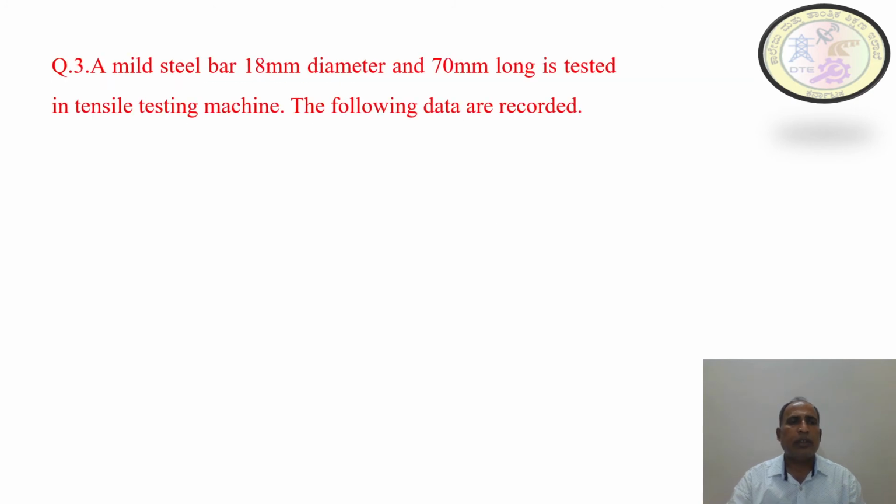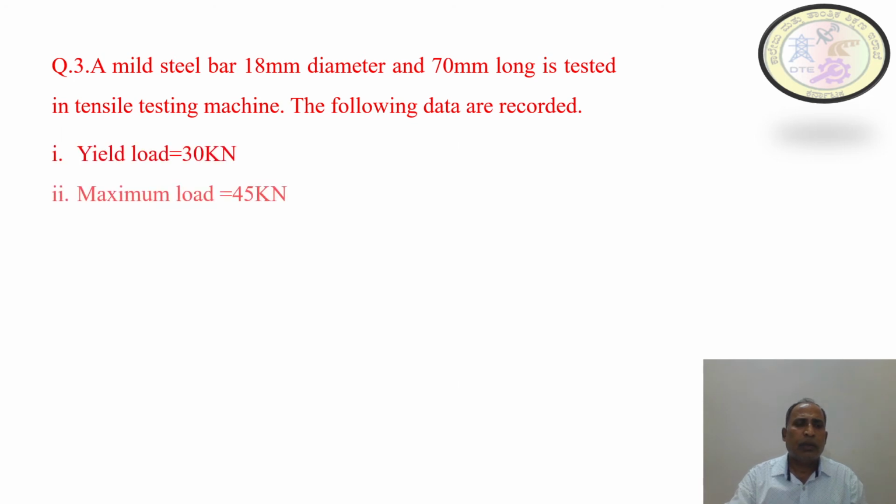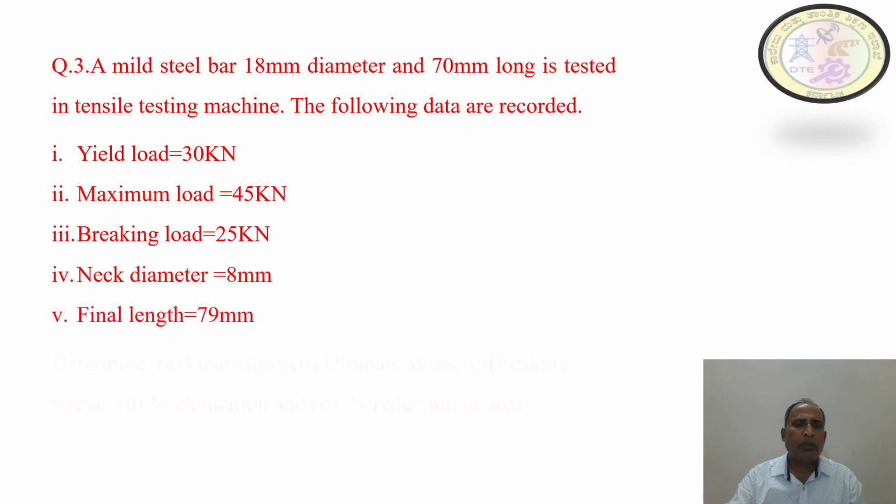And the last problem is: a mild steel bar 18 mm diameter and 70 mm long is tested in a tensile testing machine. The following data are recorded. Yield load 30 kilonewton, maximum load 45 kilonewton, breaking load 25 kilonewton, neck diameter 8 mm, final length 79 mm.